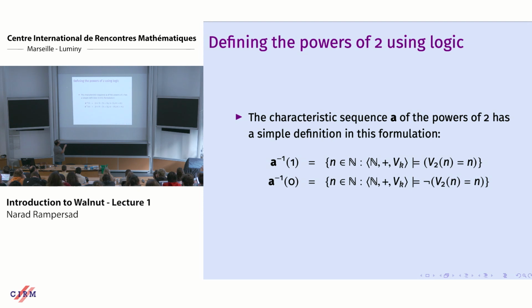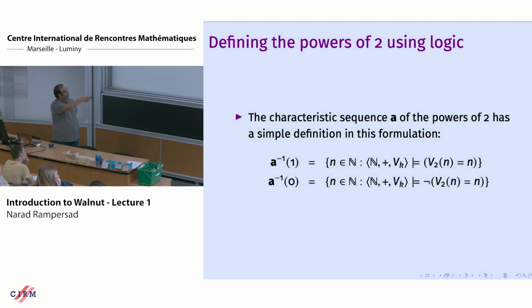Here, the idea is that the positions of the ones should be definable by some formula in this logic. But in this case, the formula is simple. A number n is a power of 2 if and only if the highest power of 2 that divides it is n itself. So I check this here: V2 of n equals n. That defines the powers of 2. And similarly, the non-powers of 2. So the positions of the ones are defined by this formula, and the positions of the zeros are defined by this formula.